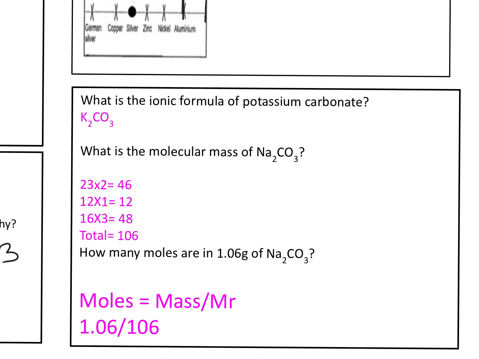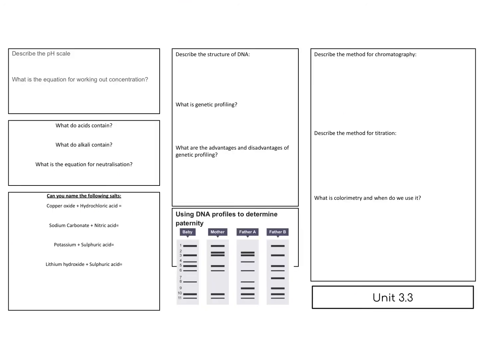What is the ionic formula of potassium carbonate? So you do top, swap, drop. Okay. Okay, like that, you don't need the 1. Molecular mass then, do the table. So you've got 2 sodiums times by 23, which is the mass number. 1 carbon, 3 oxygens, total 106. And then moles would be the mass, which they said was 1.6, divided by the MR, which would then give you 0.01 moles. This then is the second part of unit 3.3.